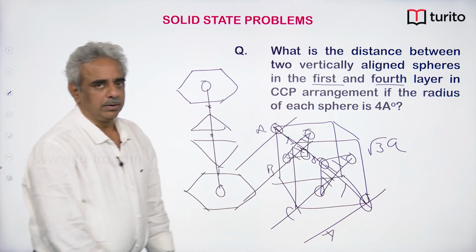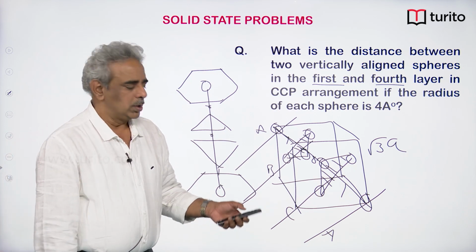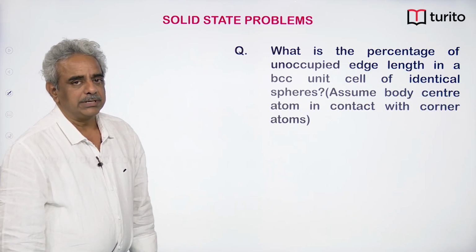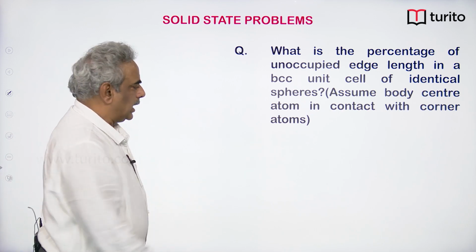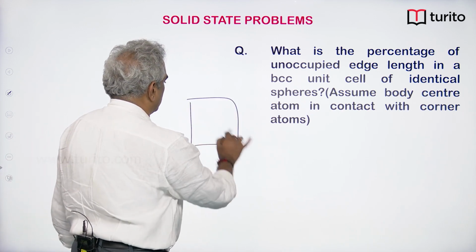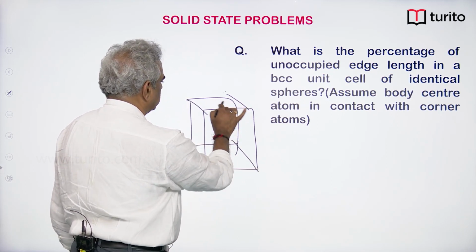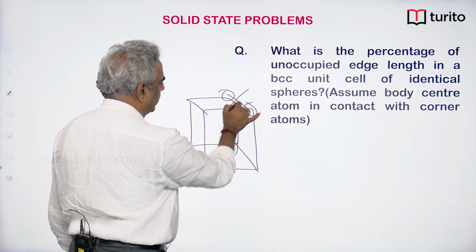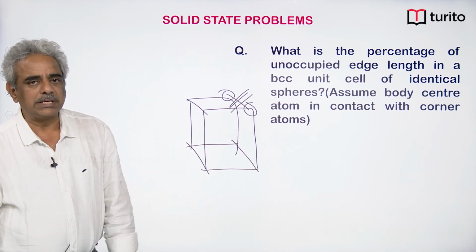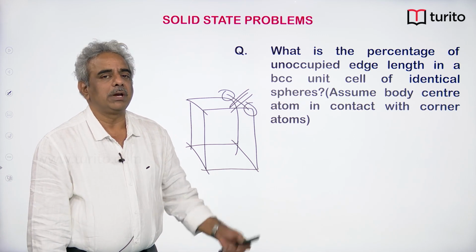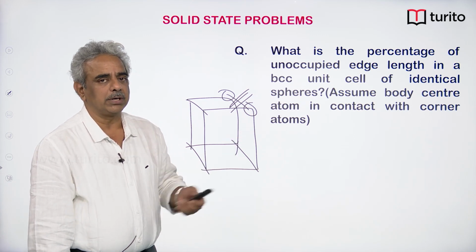This also we have done, different varieties of looking into unit cell. What is the percentage of unoccupied edge length also we have done, like suppose you have a body centered cubic lattice, this and this are occupied, this is unoccupied space, that can be easily calculated, that is A minus 2R, and you have a relation between A and R, you substitute that, you can get this.